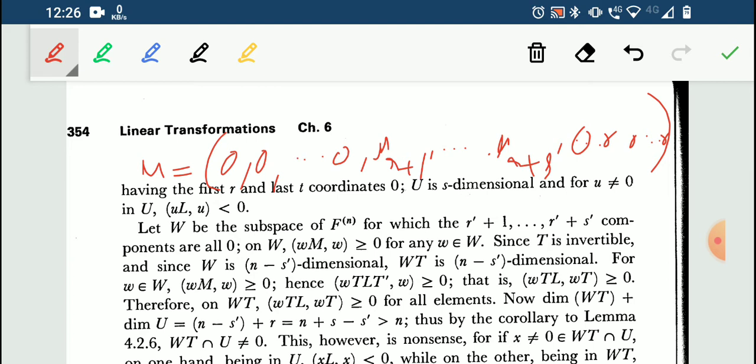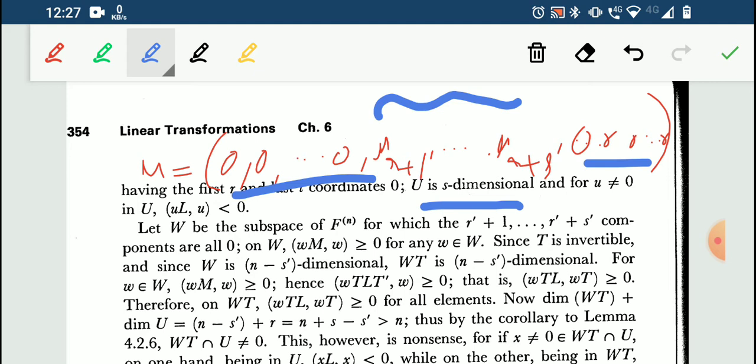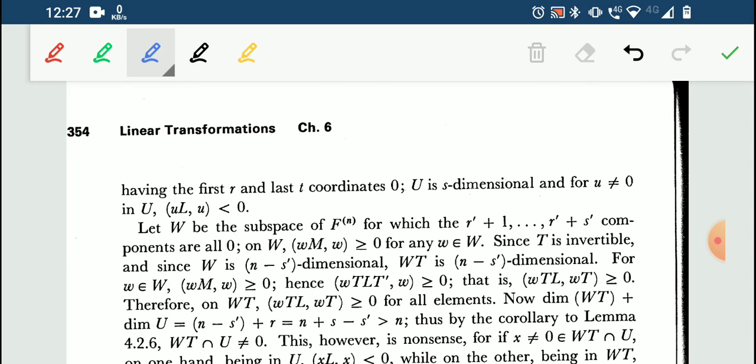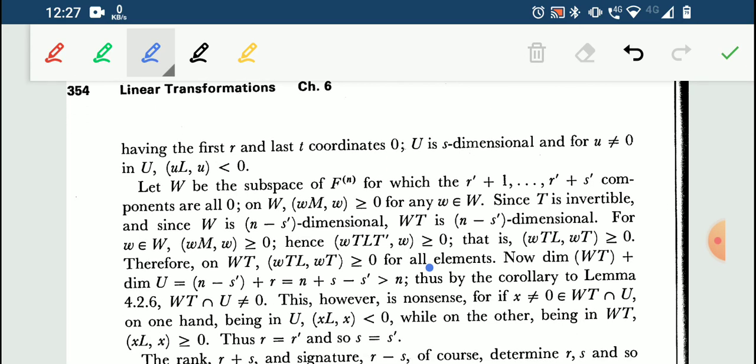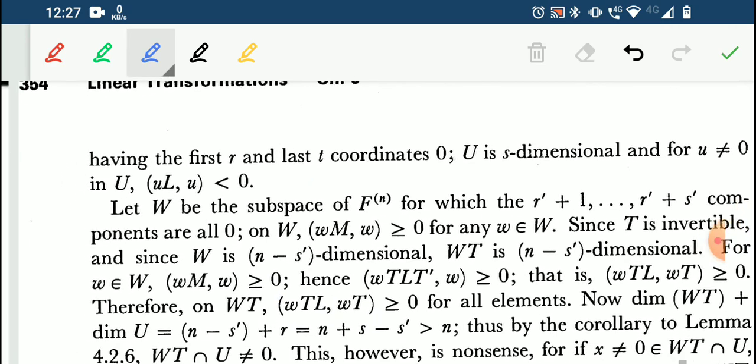Since all the other elements are 0, the dimension will be the number of non-zero elements, because all the vectors look in the same way. So this will be the dimension, and there are s elements there, so U is s-dimensional, and u is not equal to 0 in U. So if we take u not equal to 0 in U, then (uL, u) will be less than 0. How?